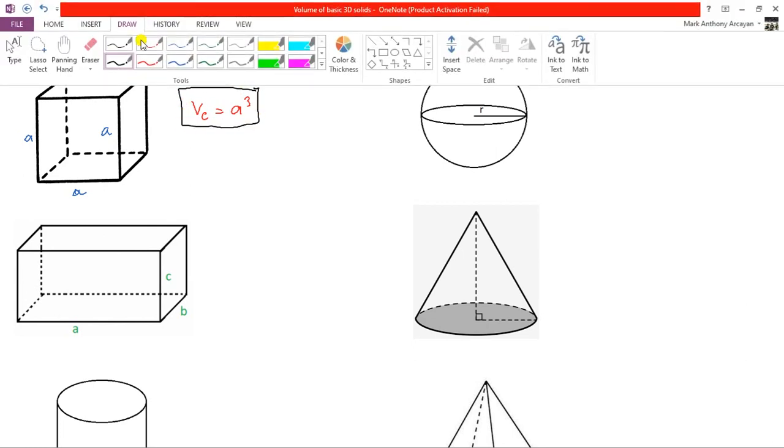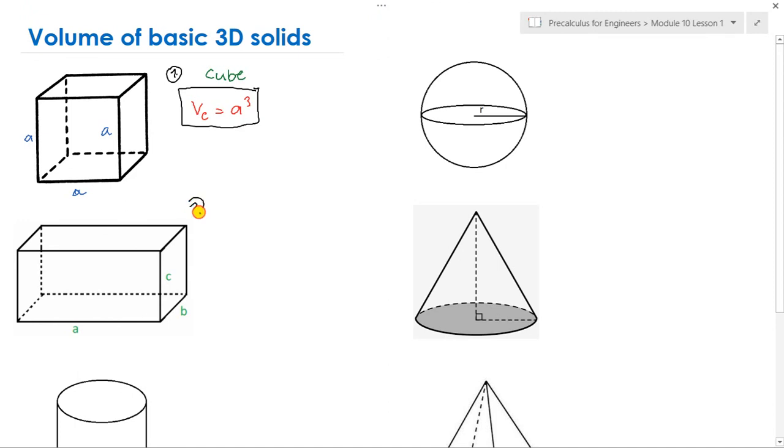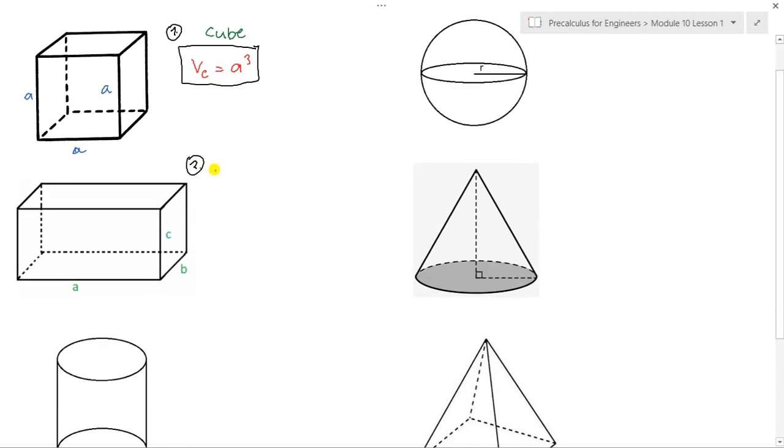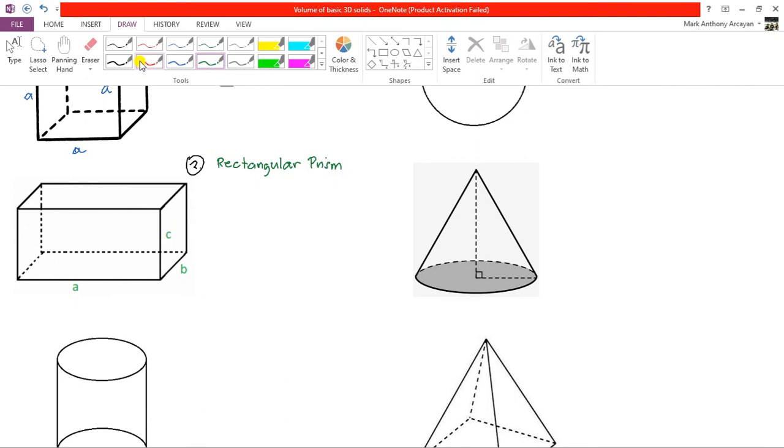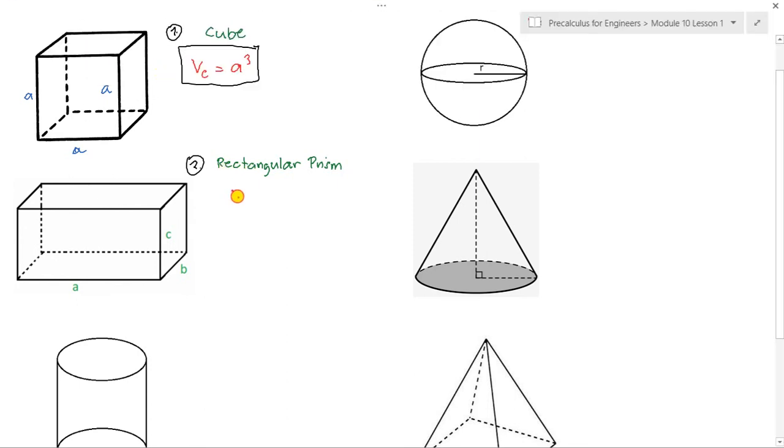Well, this is basic. Then for the second one, what is this? Unsa man siya nga figure? Kanang kaduha. This is a rectangular prism, di ba? Rectangular prism, or rectangle kay 2D man to siya. The rectangle is 2D, while the rectangular prism is 3D. So for a rectangular prism, unsa may volume niya? Naka-idea volume sa atong rectangular prism.